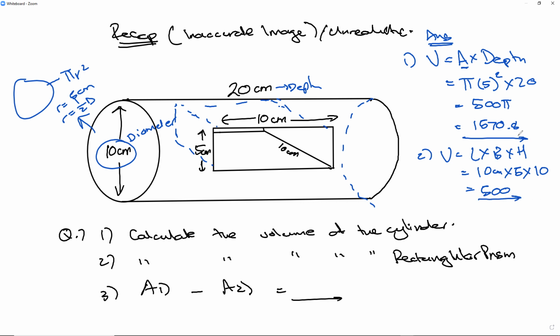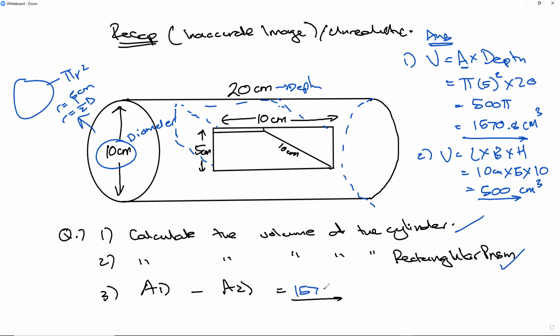And that's going to be, by the way, centimeters cubed. Don't forget your units, because we are in volume, to the power of 3. That's important. Calculate the volume of the cylinder. Done. Calculate the volume of the rectangular prism. Done. Now let's subtract them.